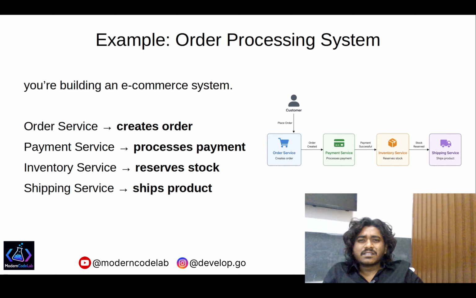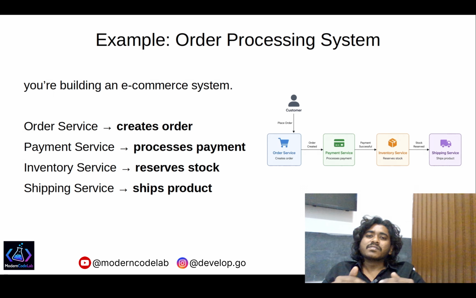Now, let's take a simple example of an order processing system. Let's say you're building an e-commerce system, right? So you have multiple microservices, for example, order service, payment service, inventory service, and also the shipping service. The order service will be creating the order, then it goes to the payment service. The payment service will be processing the payment. The inventory service will be updating the stock, and the shipping service will be taking care of the delivery of that particular product, right? This is a quite simple example that we are assuming to understand what orchestration means.